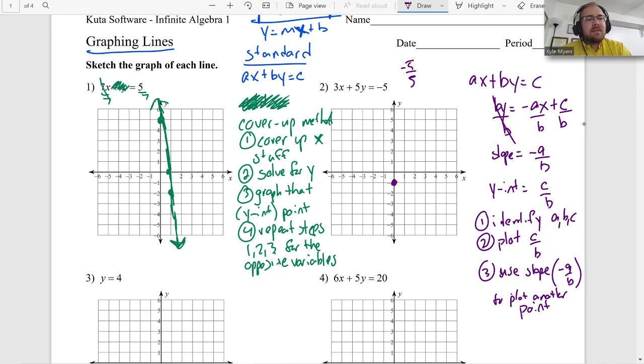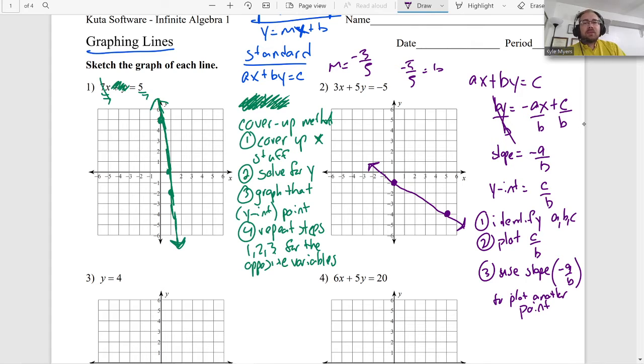Then we do negative a over b. Negative a, so negative 3. All right, so this is the y-intercept. And then the slope is going to be negative a over b. Negative 3/5. So I'm going to go down 3, right? Rise over run. 1, 2, 3. 1, 2, 3, 4, 5. Right like that.